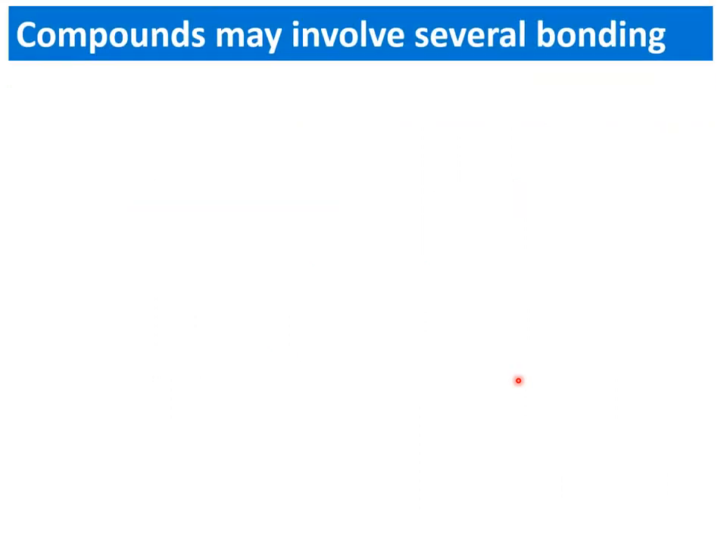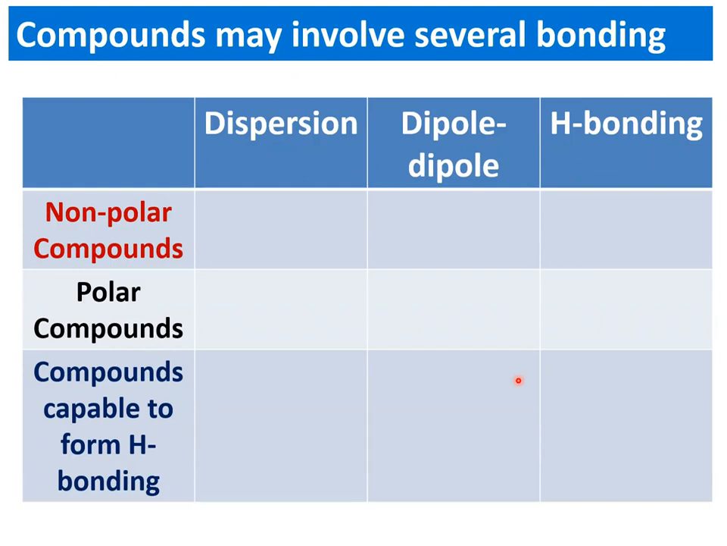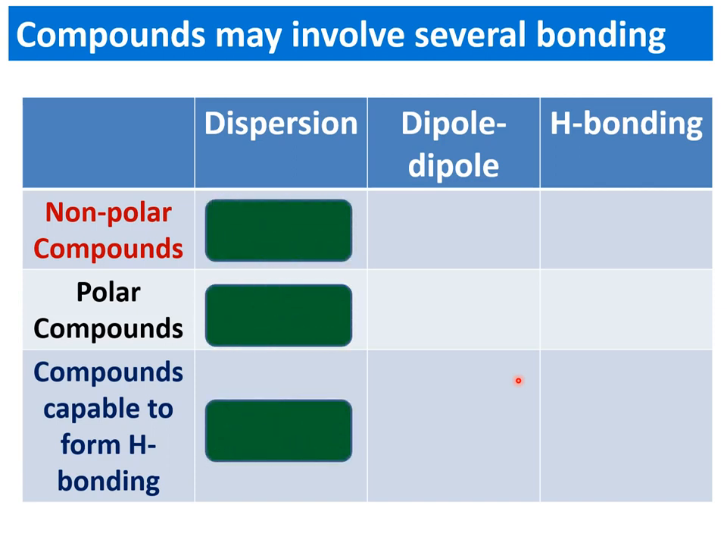Compounds may involve several types of bonding. They may involve 2 categories, 3 categories, all categories, that is acceptable. For non-polar compounds, there is only the dispersion force. However, for polar compounds, there is the dispersion plus the dipole-dipole forces.